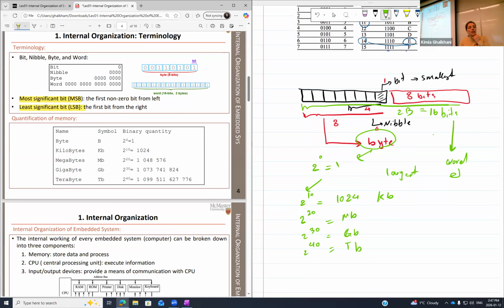Most significant bit is the first non-zero bit from left. From left, the very first one which is non-zero, we call it most significant bit. And otherwise, the first bit from right, still considering an 8-bit, is going to be the least significant bit. And again, it has to be from right. From right, it's okay if it is 0, right? It could be 0, but here it couldn't be 0.